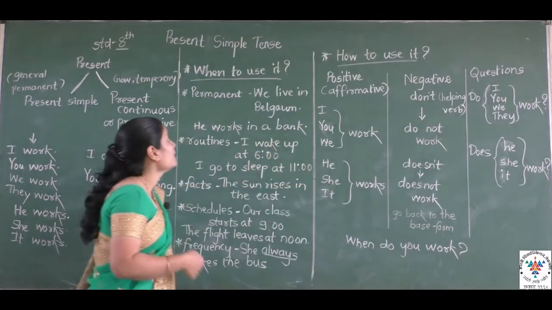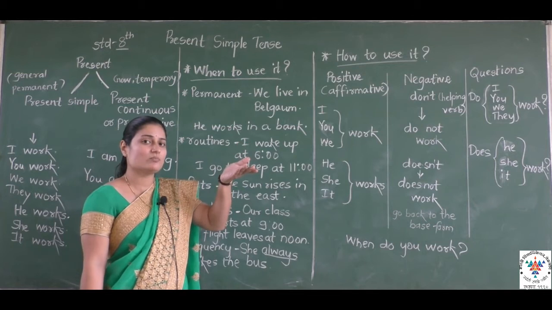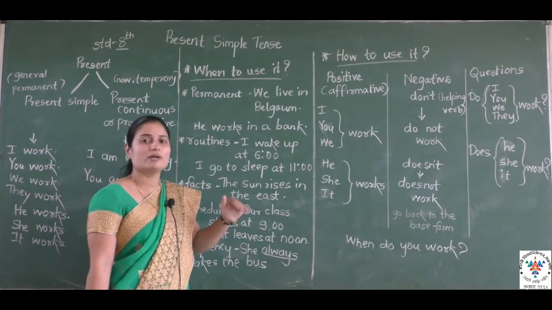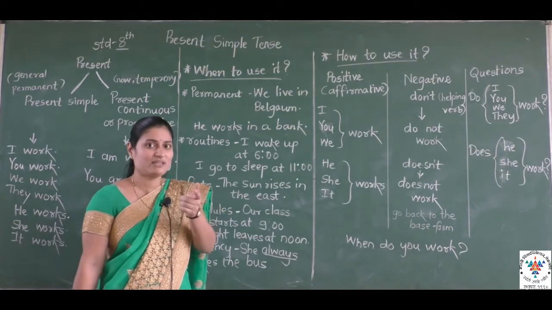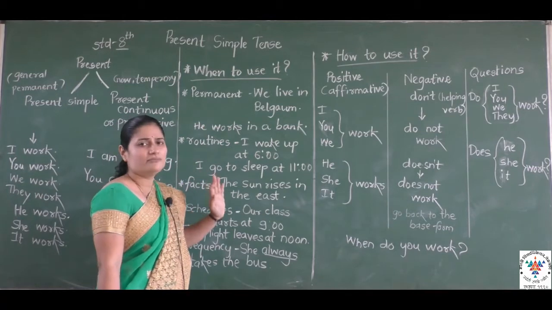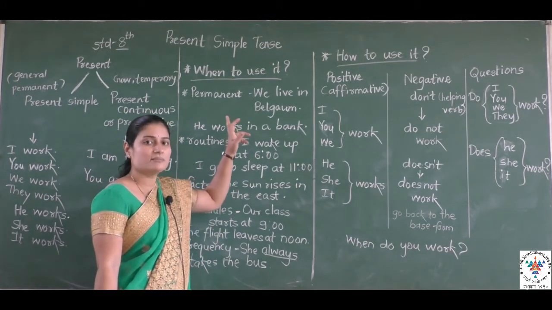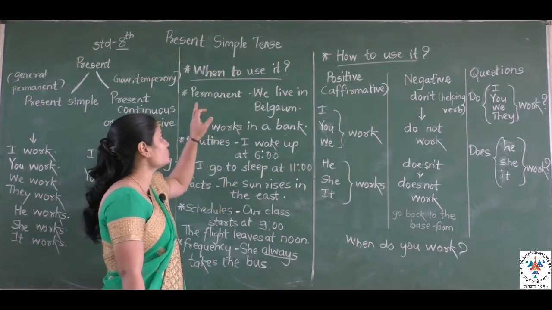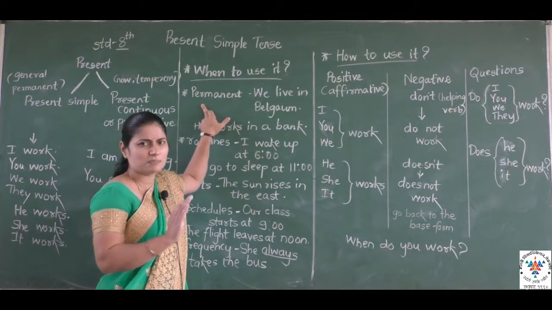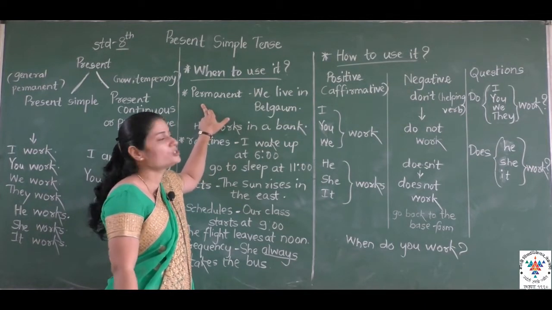We should also understand, the next question arises in your mind, when to use it. When to use this tense, or when to use a present tense while speaking. There are 5 different situations where we have to use the present simple tense. The first situation is permanent. If any activity is permanent, more or less permanent, for a particular period, that time we should use this tense.